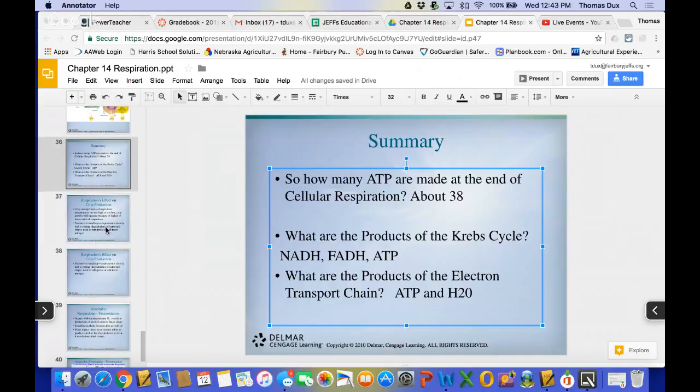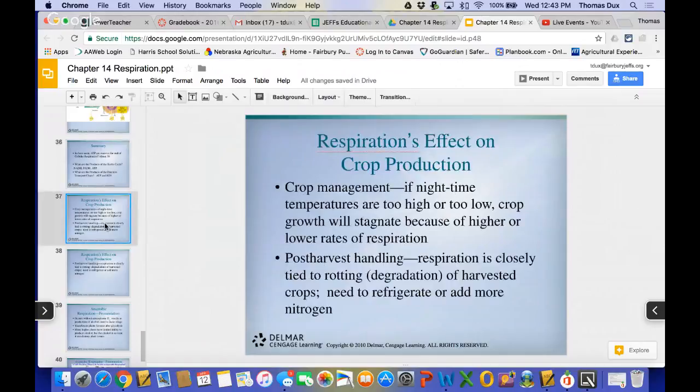All right, I got a couple slides here, and hopefully everybody has these. Now, how does this apply a little bit to agronomy, crop production, horticulture?